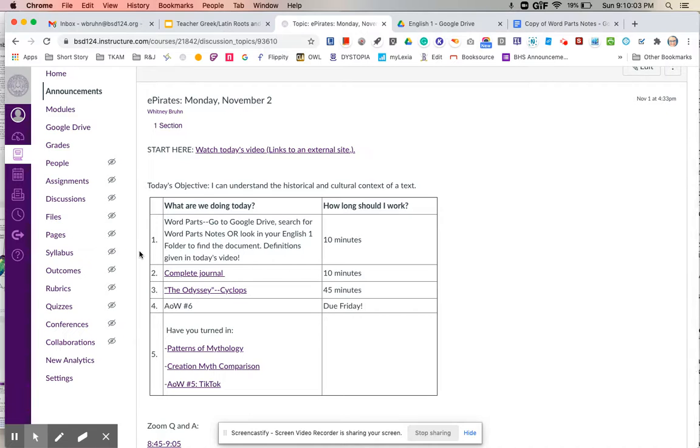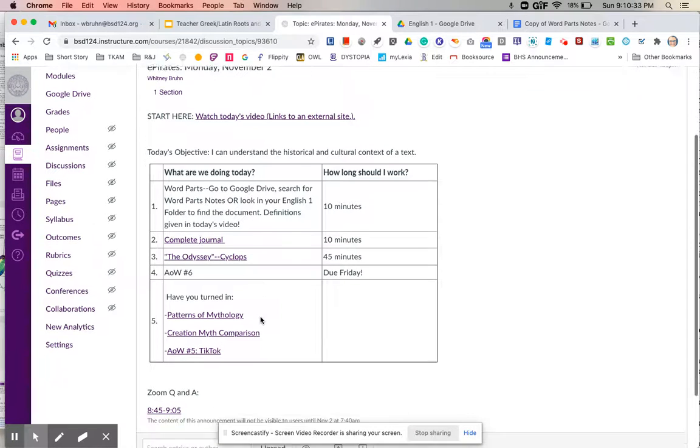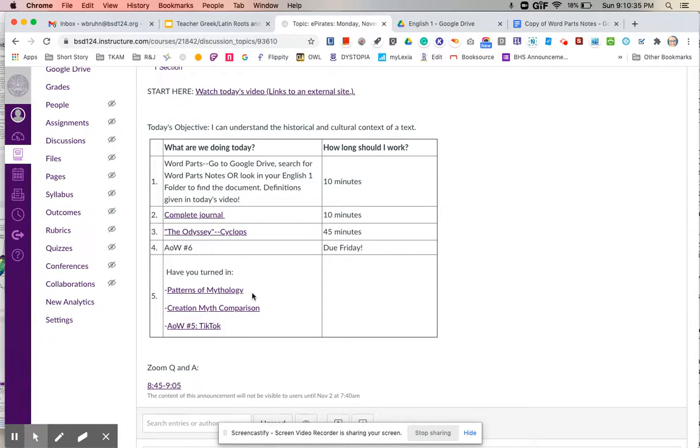Finally, the last thing I wanted to point out is that Article of the Week 6 is posted and it is due on Friday. This Article of the Week deals with the Electoral College, which is timely considering that we have a national election coming up on Tuesday. So that Article of the Week is posted and you should do it sometime before Friday. There are video directions that are linked on there if you need more instruction or more hints on what to do. And then I also have listed here just a few of the recent assignments that we've done to double check that you have turned them in.